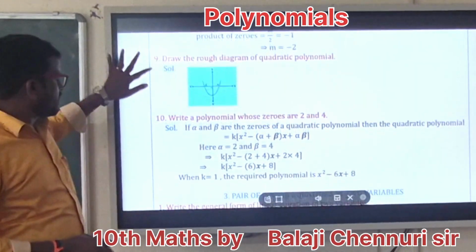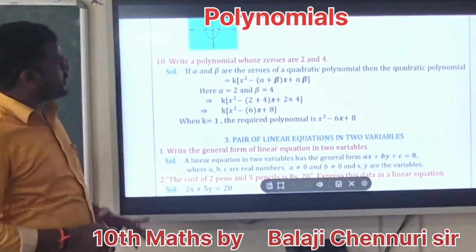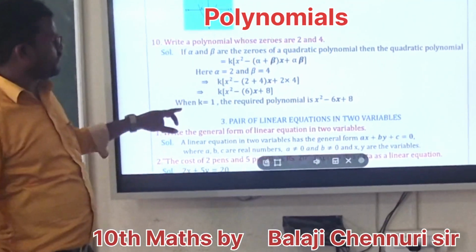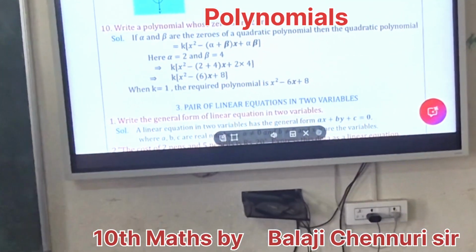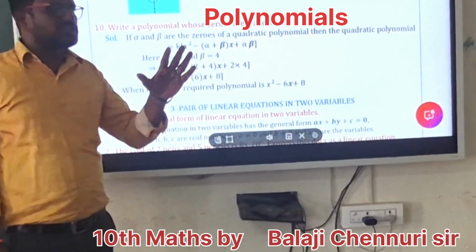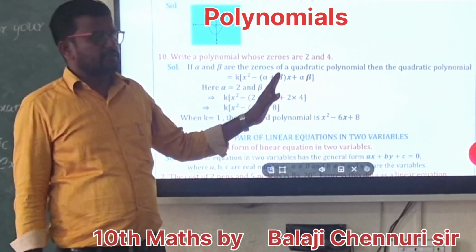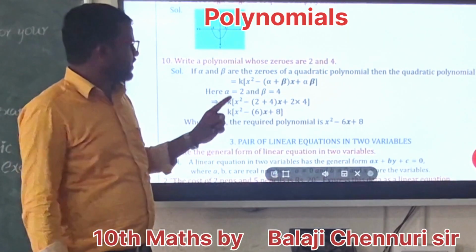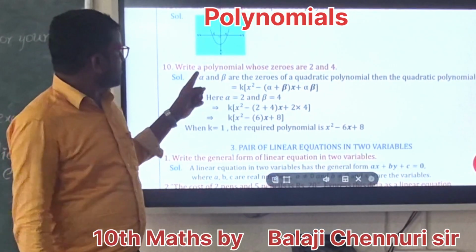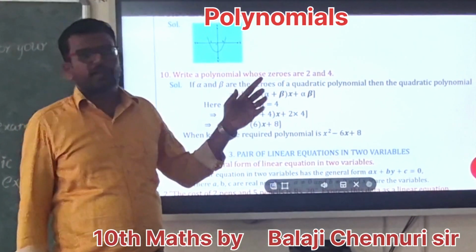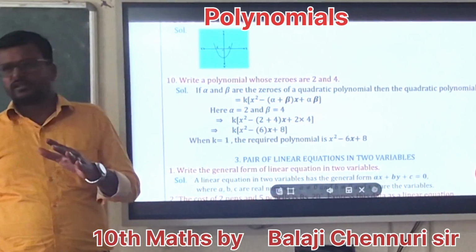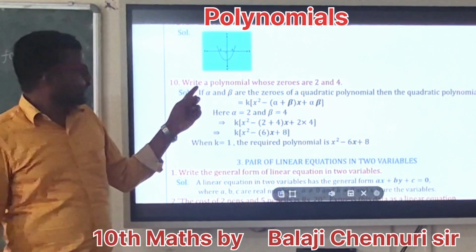Okay? Write a polynomial whose zeros are 2 and 4. They have given only zeros. Alpha is given, beta is given. Not the sum and product, only alpha and beta are given. Then they have asked to write the polynomial, not a quadratic equation. They asked only for a polynomial.